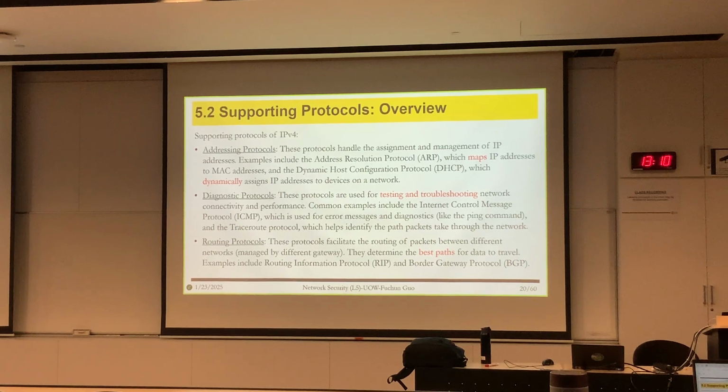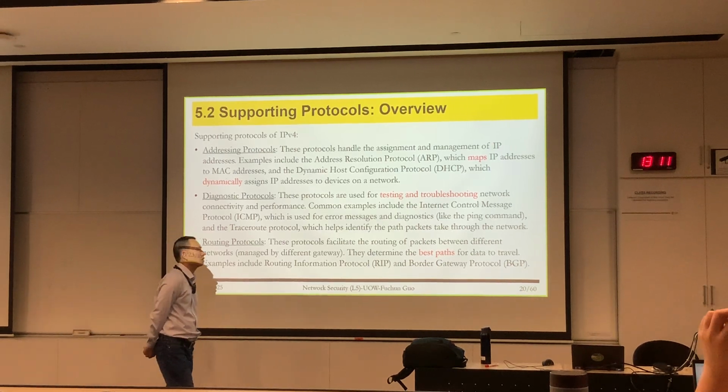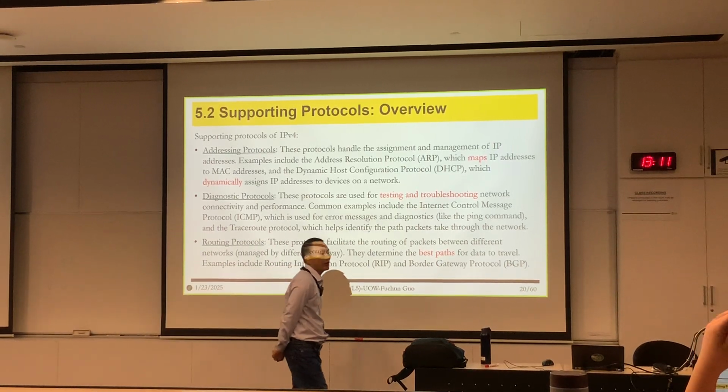So this protocol facilitates the routing of packets between different networks, and determines the best paths for data to travel to make sure that the communication time will be the minimum. Examples include the Routing Information Protocol, RIP, and the Border Gateway Protocol. They are also for different application scenarios, the same as TCP. Which protocol is better? Well, it depends on the application.